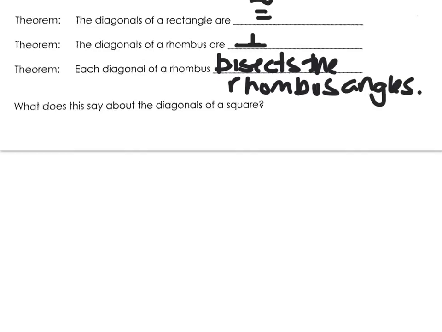Now also remember that rectangles and rhombi are forms of parallelograms. They're actually special types of parallelograms. So everything that's true about a parallelogram, meaning the diagonals bisect each other, the opposite sides are congruent, the opposite angles are congruent, the adjacent angles are supplementary, is also true about a rhombus and a rectangle.